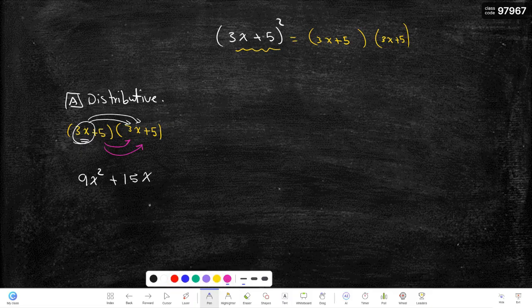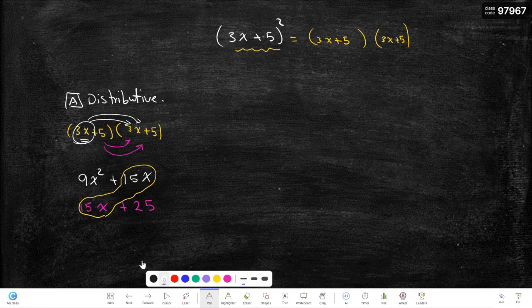binomial. Then we have 5 times 3x, which would be 15x as well. And then we have 5 times 5, which is going to be 25. And the last step you have to do right now is just rearrange this by combining the like terms. We have two like terms here, 15x and 15x.